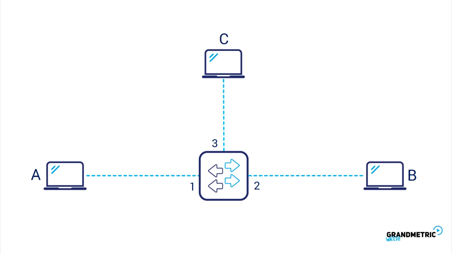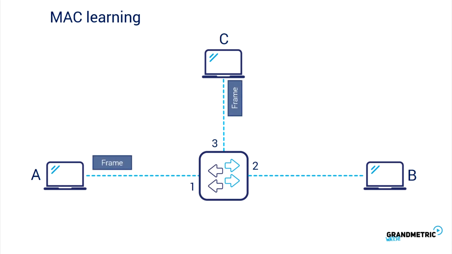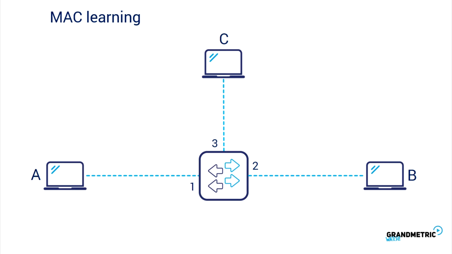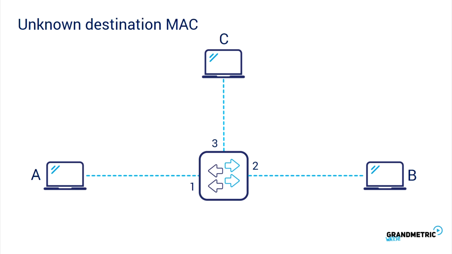But how does the switch build the table? The switch learns the MAC and port pairs in a process called MAC learning. When a frame arrives, the switch checks the source MAC address from the frame and stores it next to the port number on which it was received. This process builds the table.